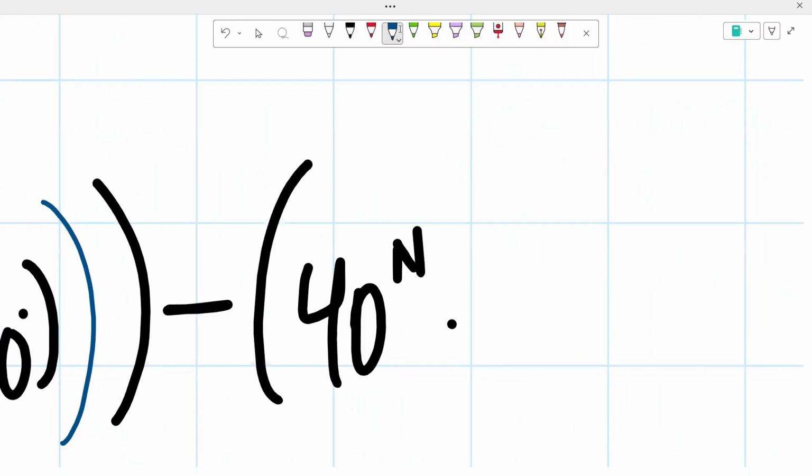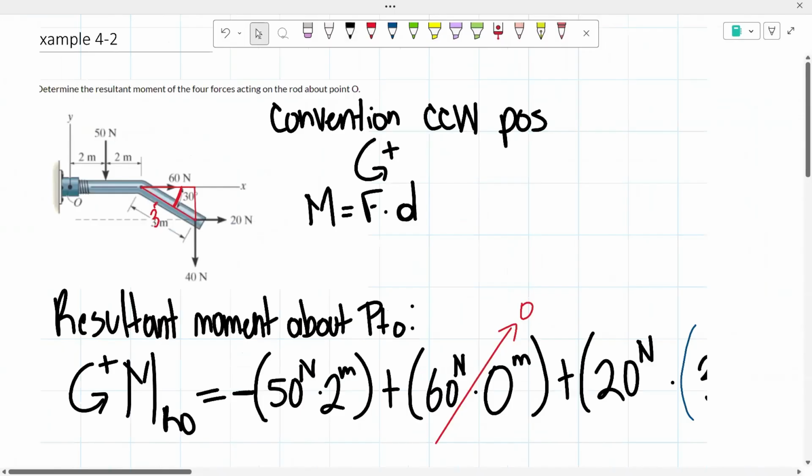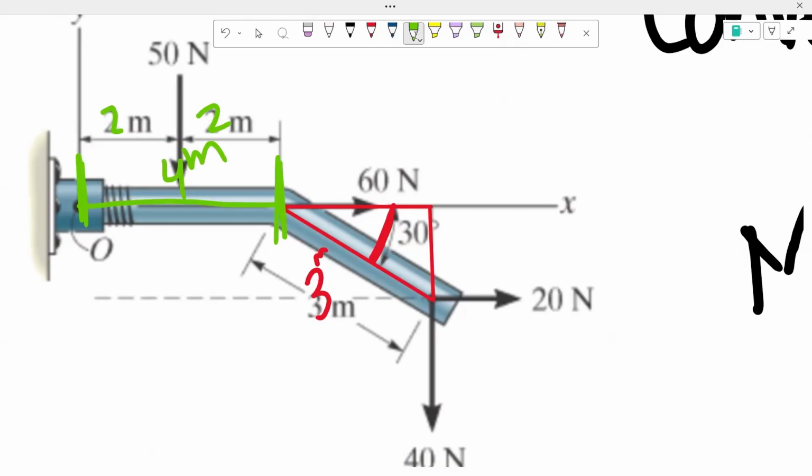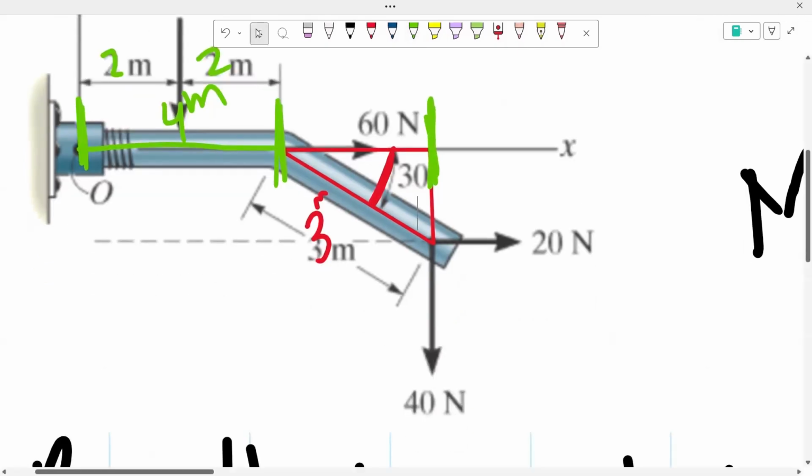Now we have to multiply that by the distance. As you can see, it's given to us that from here to here is 4 meters. Since we have 2 meters here and 2 meters here, we know that this is a total of 4 meters. But now we're missing this side. Since our 40 newtons is right here, we don't know how long that is.